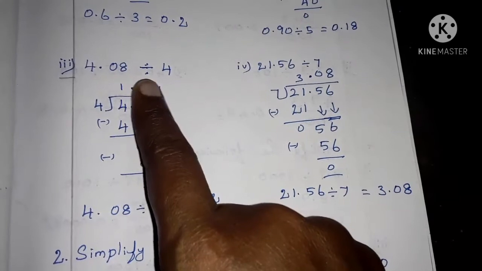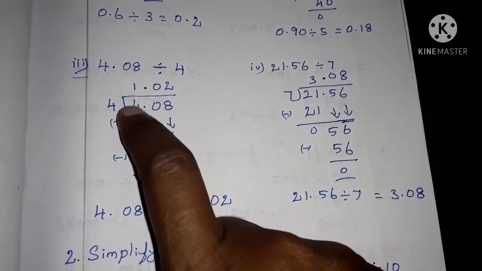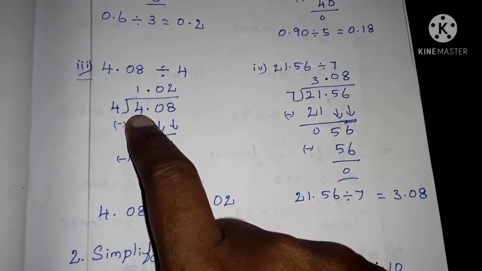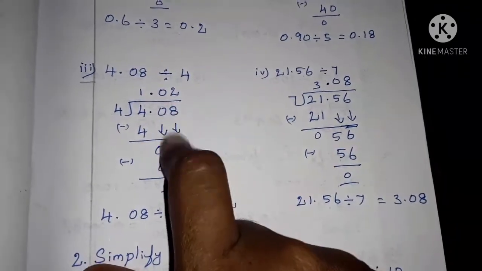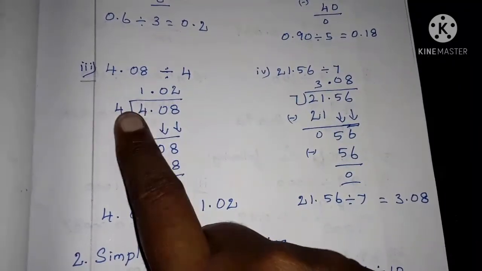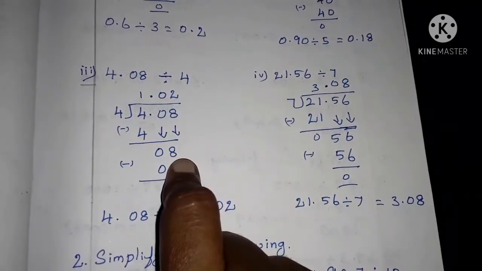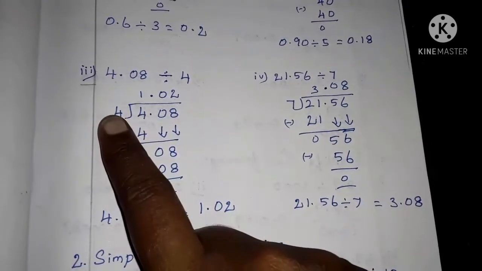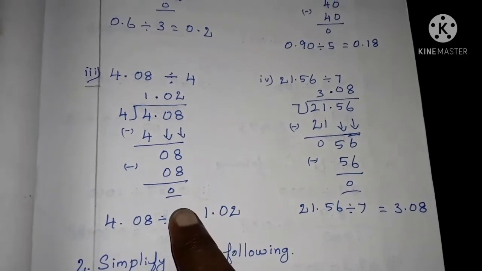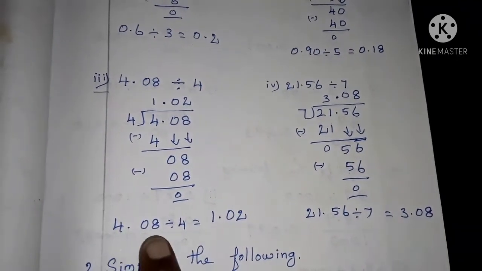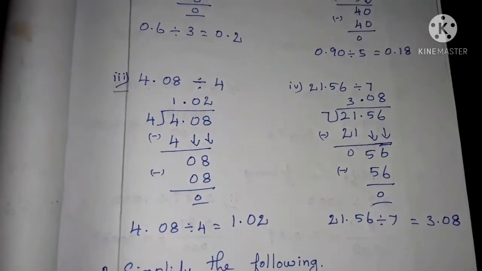Next, 4.08 divided by 4. So 4.08 you have to divide by 4. So here what number is there? 4. So 1 4 is 4. Next, decimal point. Next you bring 0. 0 we can divide by 4, so we put the 0 and then we bring the next number 8. So in the 8 how many 4s are there? 2 4s are 8. So 4.08 divided by 4 is equal to 1.02.